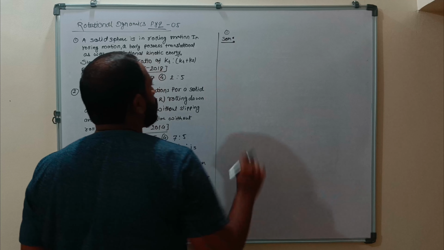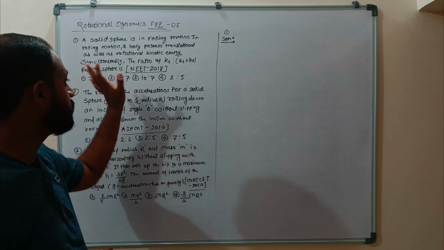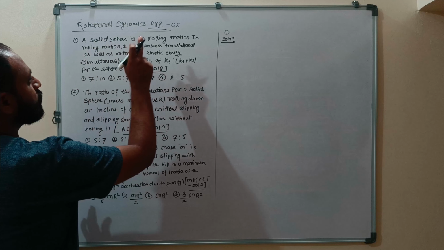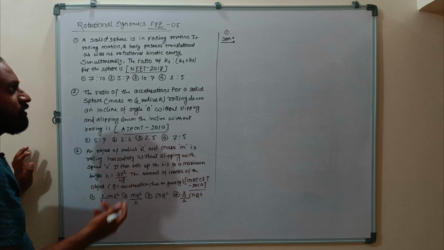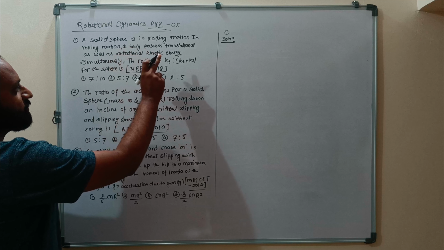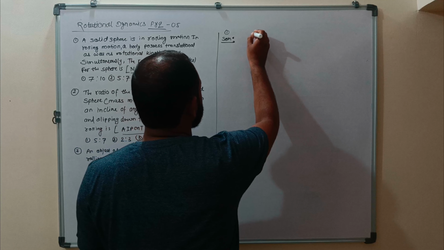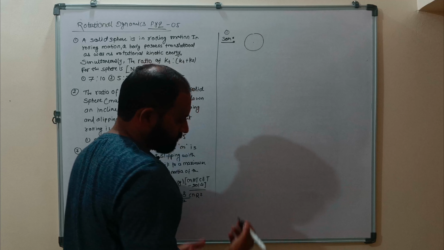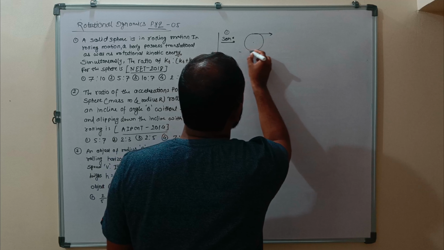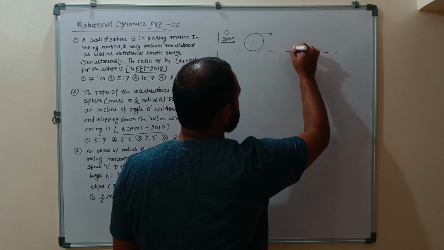First of all, we will read and carefully write what they have given in the numerical. A solid sphere is in rolling motion. In rolling motion, a body possesses translational as well as rotational kinetic energy. If I draw a free body diagram, this is the solid sphere performing rolling motion like this.